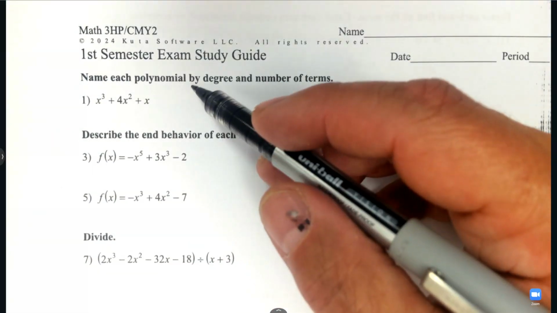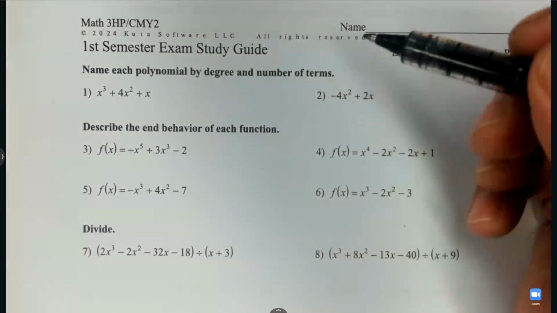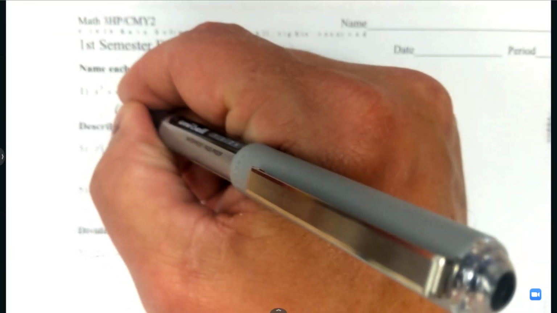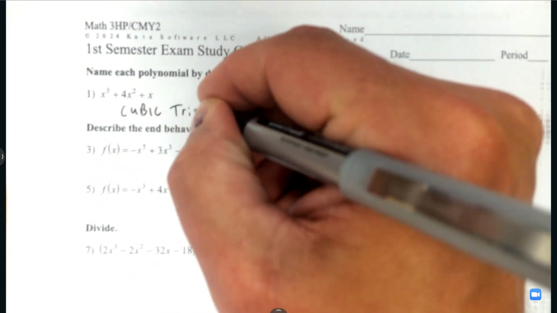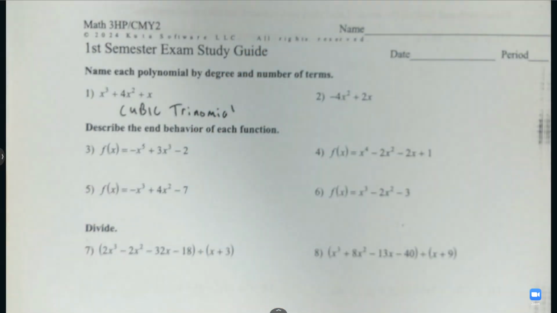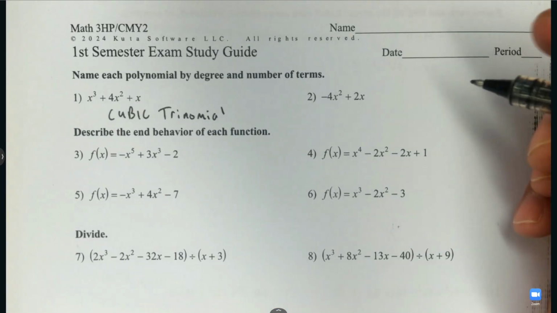When you name a polynomial, you can name it by its degree. In this case, the largest exponent is 3, so that's a cubic. You can also name it by how many terms there are, and you can put it together. The greatest exponent is 3 and there are 3 terms, so we call that a cubic trinomial.